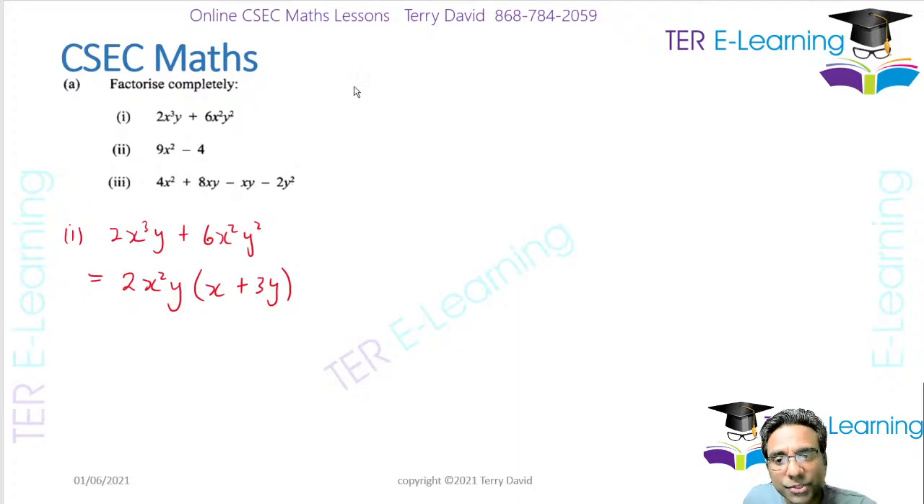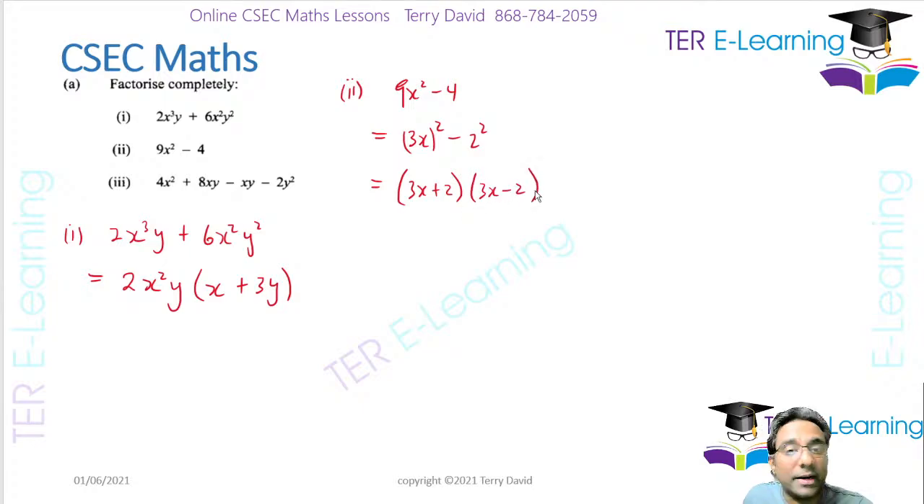For part 2, we have 9x squared minus 4. So I can write this as a difference of 2 squares. This is going to be 3x squared minus 2 squared. So I can write this as 3x plus 2 in one bracket, 3x minus 2 in my second bracket. So part 2 is the difference of 2 squares.